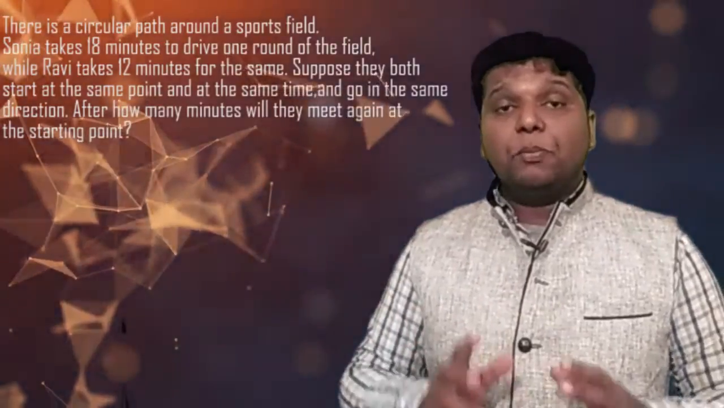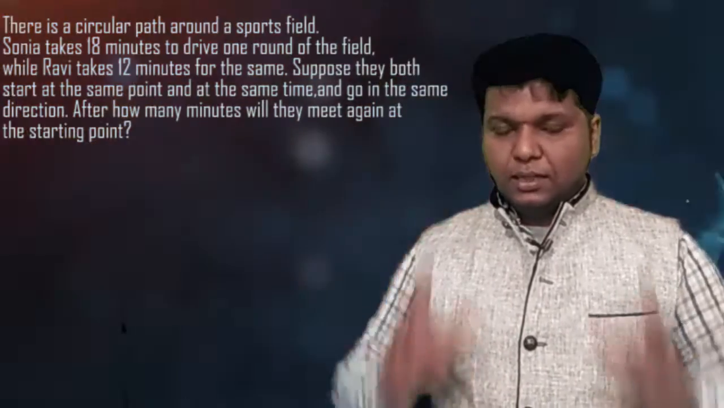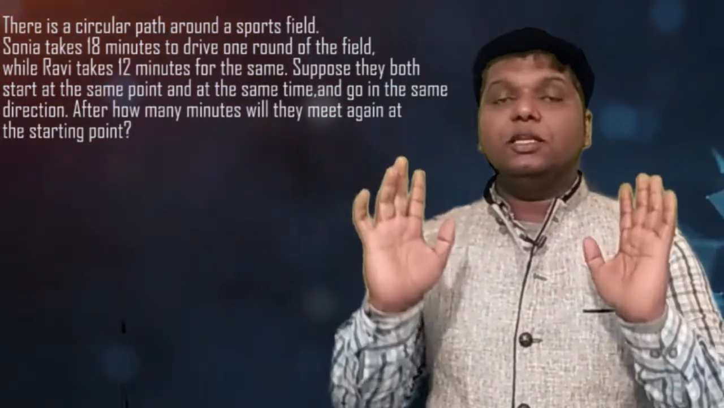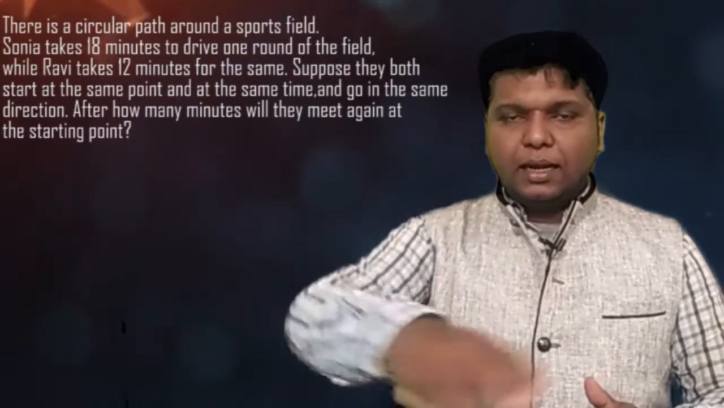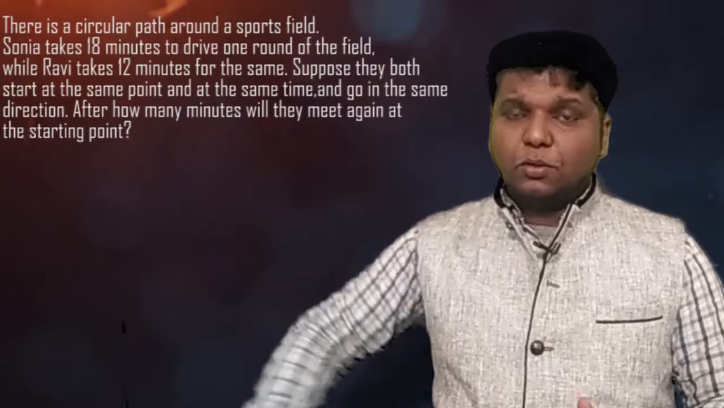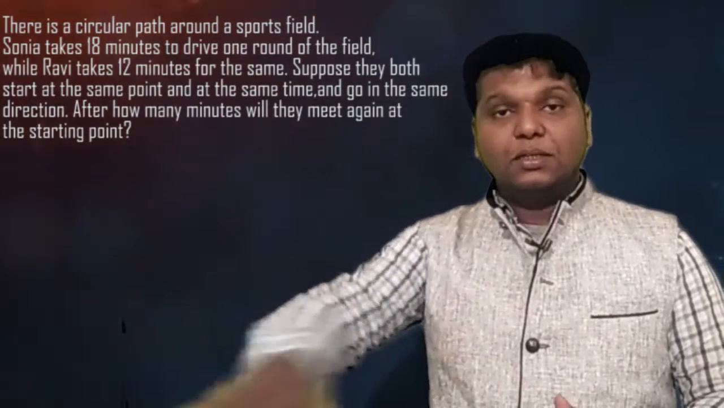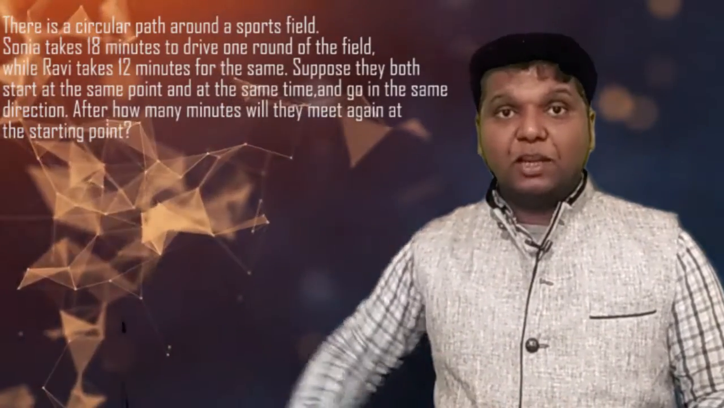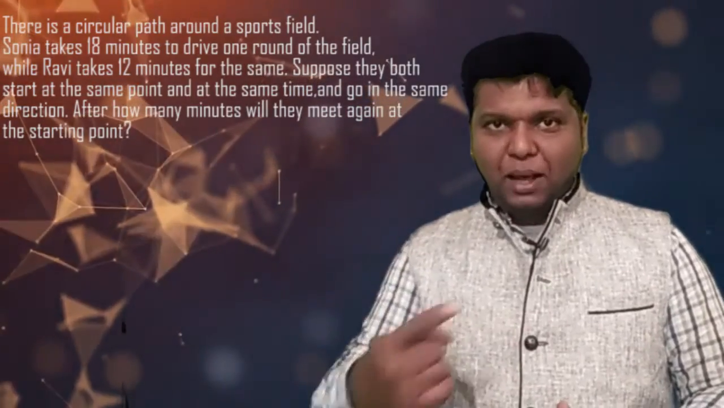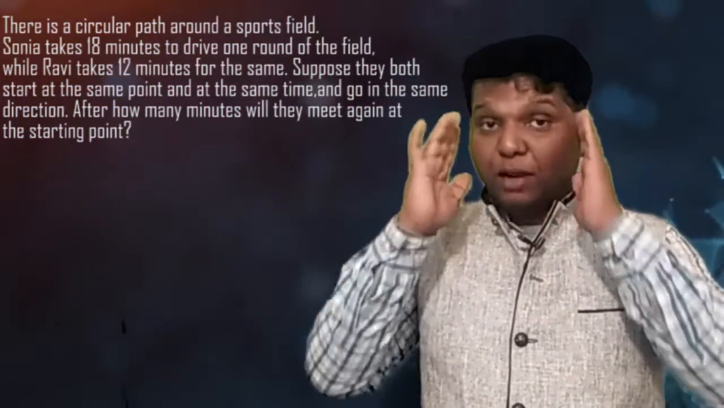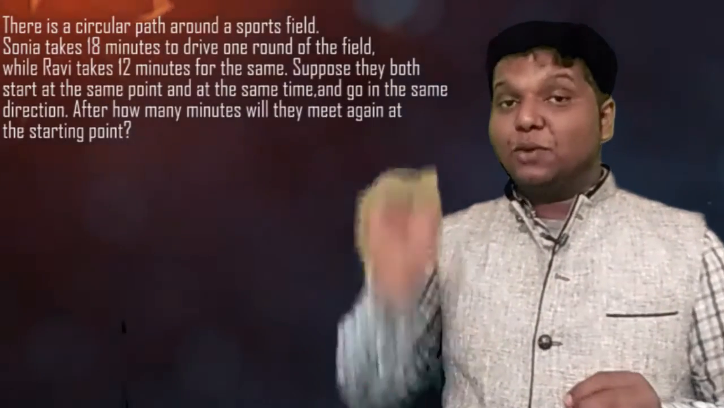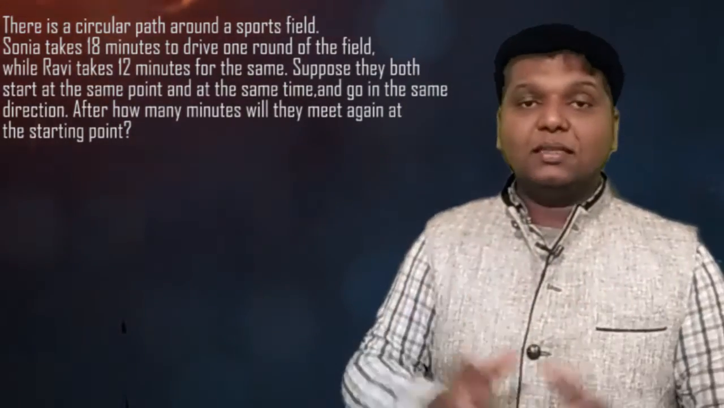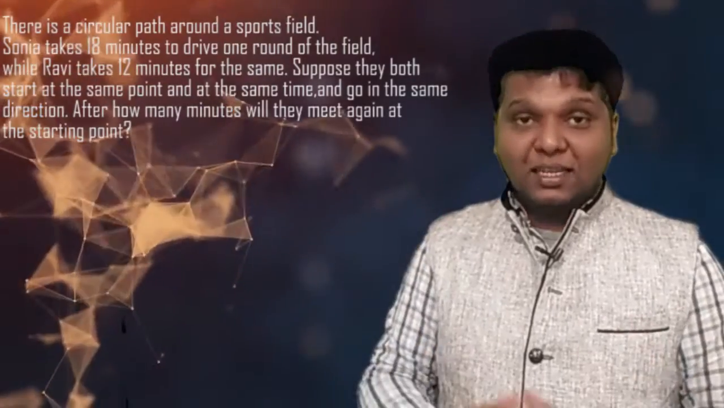Clear? Question number 7. There is a circular path around a sports field. Just imagine that sports field in your mind, and there is a circular path. You know that children, those who are running or going for morning walks and so on, you have seen plenty of people walking in that circular path, right? Just imagine that in your mind. When you are reading a question, you have to imagine that in your mind. Then only you will get into this question. Then only you can understand this question actually.